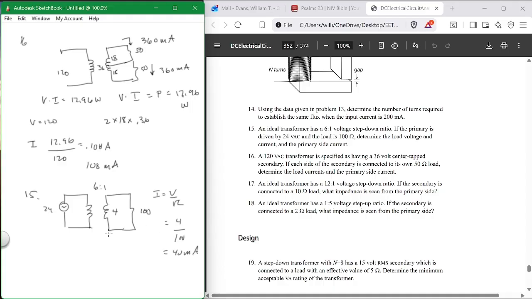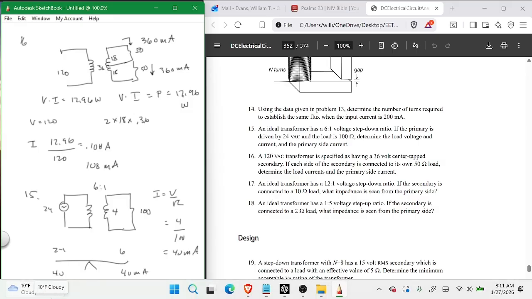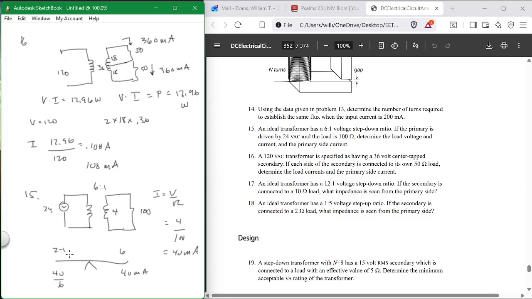Now, what is the I in the primary? Well, I showed you the teeter-totter, 24 volts, 4 volts, so big, little, little, big. So this has got to be 40 milliamps, and this has got to be a sixth of that, 40 divided by 6, which equals 20 divided by 3, or 6.67 milliamps. So I over here is 6.67 milliamps. Over here it's 40.